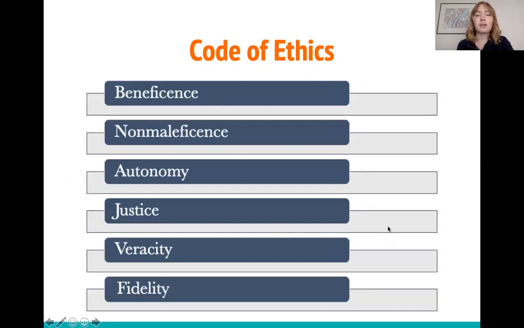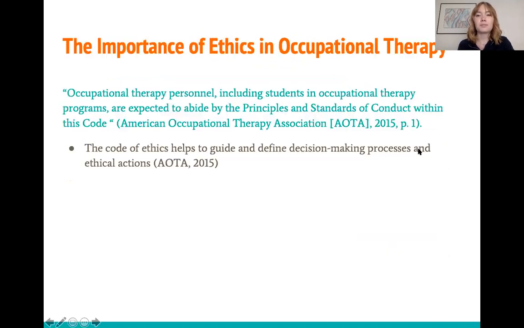So the Occupational Therapy Code of Ethics includes beneficence, non-maleficence, autonomy, justice, veracity, and fidelity. So AOTA describes the importance of ethics in occupational therapy as occupational therapy personnel, including students in occupational therapy programs, are expected to abide by the principles and standards of conduct within this code. The Code of Ethics helps to guide and define decision-making processes and ethical actions in occupational therapy practice.